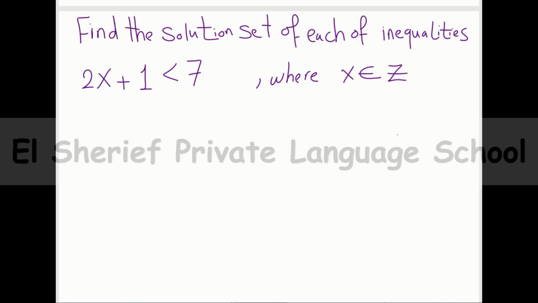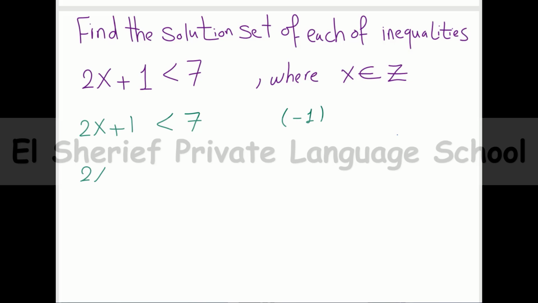Let's solve some inequalities. We now find the solution set of each of the following inequalities. 2x plus 1 less than 7, where x belongs to the set of integer numbers. To solve the inequality, we follow the same steps of solving the equation. What does that mean? I add the additive inverse of positive 1, which is negative 1, to both sides.